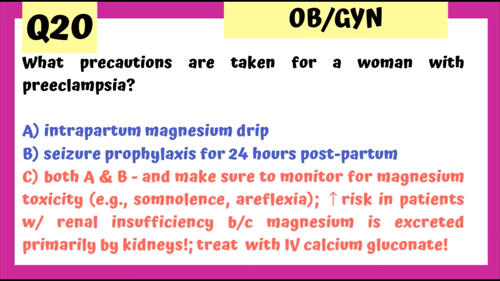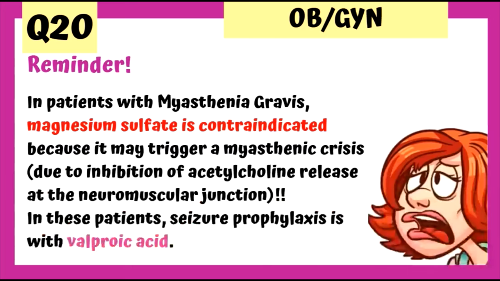It's increased risk in patients with renal insufficiency because magnesium is excreted primarily by the kidneys, and we would treat it once it becomes severe with IV calcium gluconate. But of course, once you start seeing symptoms, you want to decrease the magnesium. All right, here's a reminder that in patients with myasthenia gravis, magnesium sulfate is contraindicated because it could trigger a crisis, so we would give seizure prophylaxis with valproic acid.